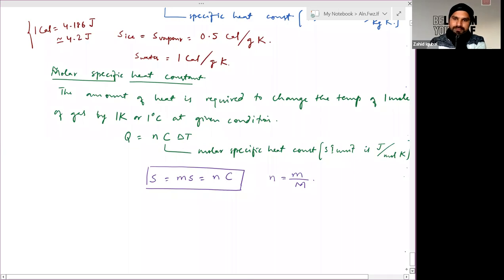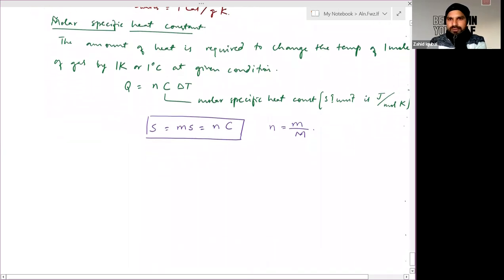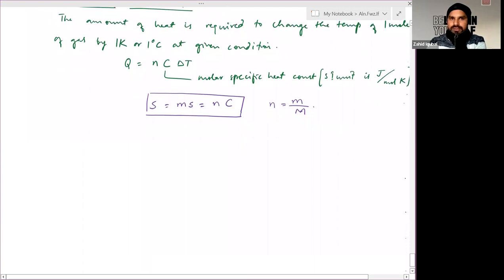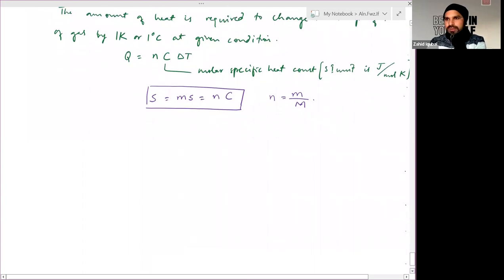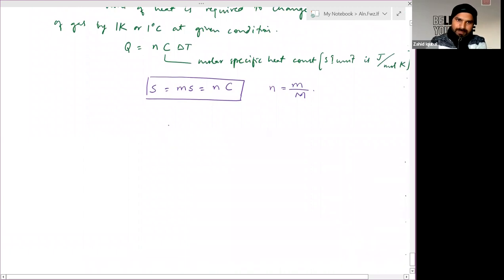Okay. So in this part, we mainly have two different types of heat. First, which causes a change in temperature, and the second, which causes a change in state. So heat supplied or rejected may bring out two different effects.